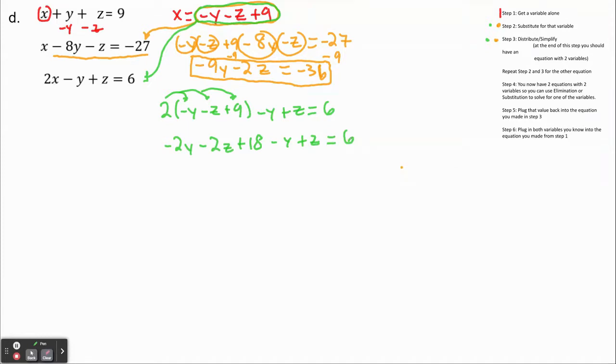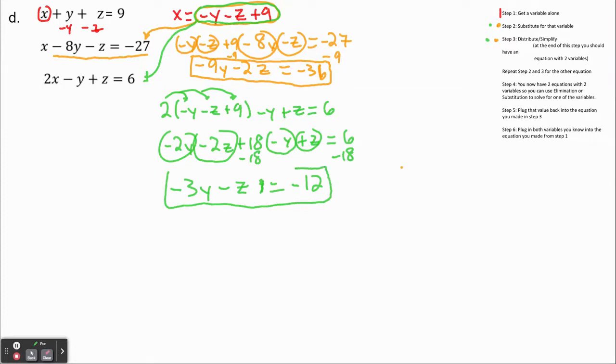Now I'm going to combine like terms. Looks like I have negative y and negative 2y to get negative 3y. I have negative 2z and positive z to get just negative 1z. And then I'm going to subtract 18 from both sides. That's going to give me negative 12. And there is our second equation. Now that we have two equations with two variables, I'm going to move on to step 4, because I know how to solve when I have two variables and two equations.